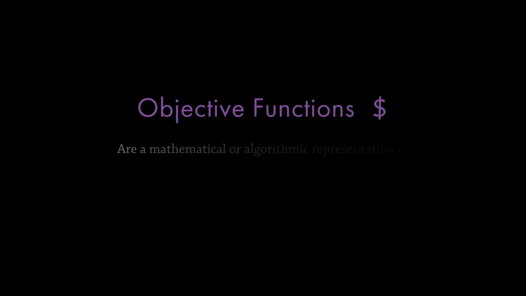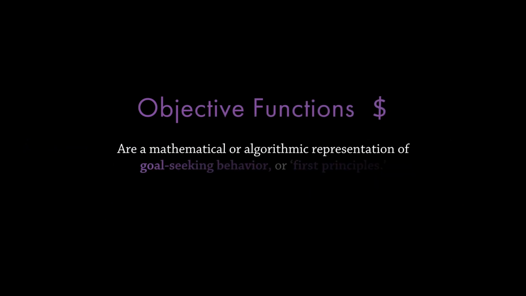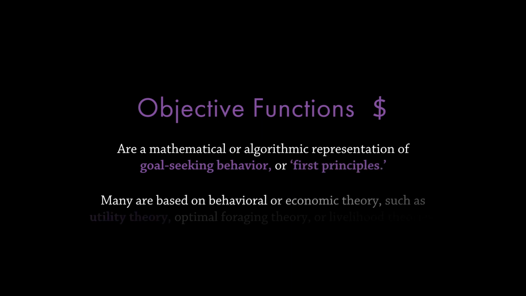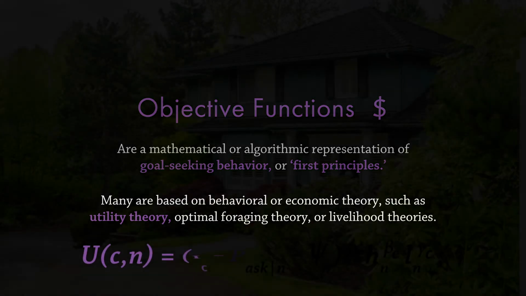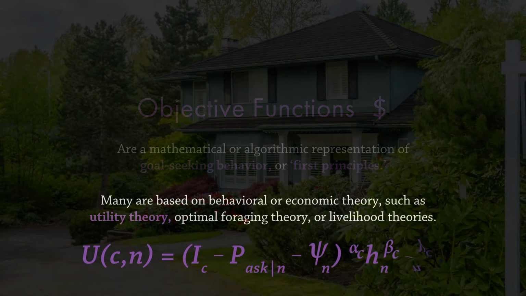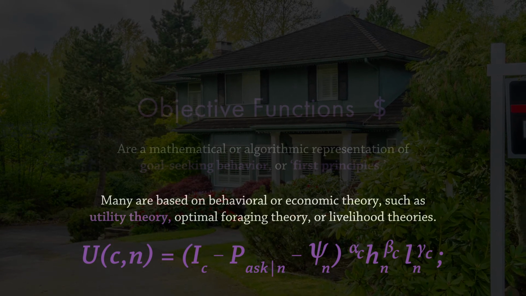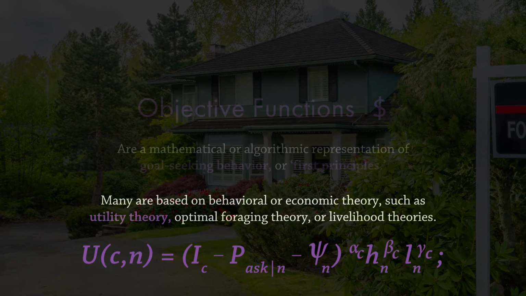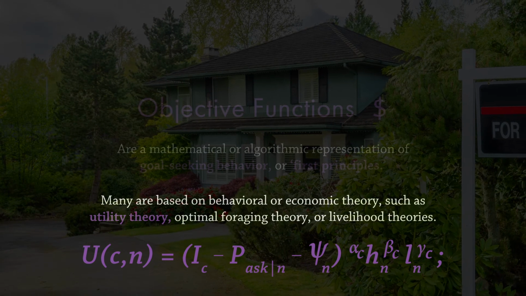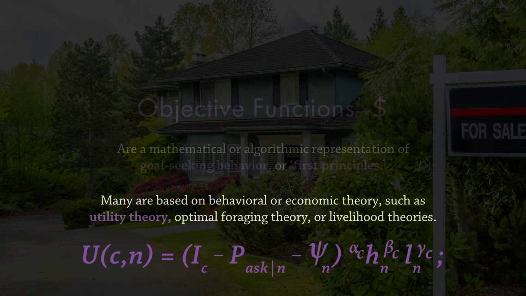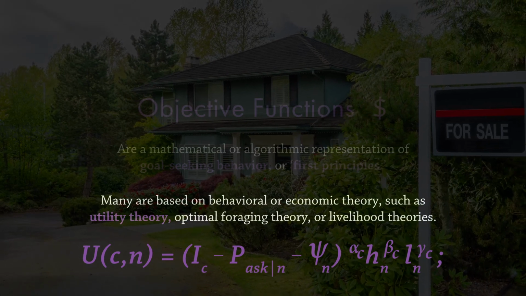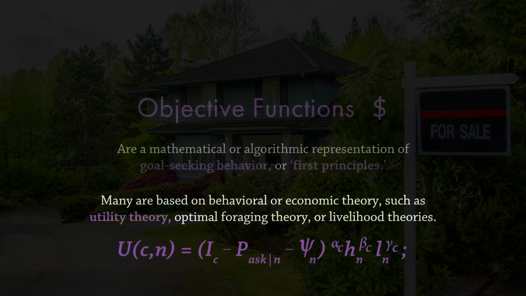Objective functions are a mathematical or algorithmic representation of goal-seeking behavior, or first principles. Many are based on behavioral or economic theory, such as utility theory, optimal foraging theory, or livelihood theories considering household labor budgets. For example, the utility of a house for consumer C and location N depends on the consumer's income I, net of the asking price of the house and travel costs to and from the house's location, as well as the square footage H of the house and lot size L. This utility can then be calculated and compared across multiple houses.